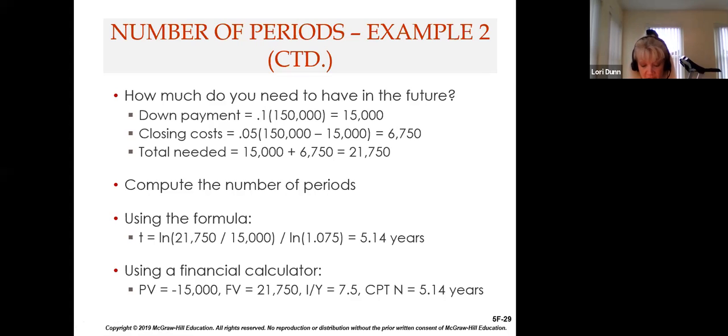Using your finance calculator, I think we'll just run through it again. We're solving for N, so just use your arrow key, go down to your I, 7.5. Present value is already at 15,000 in my calculator, but make sure it's 15,000 in yours. Go down to future value, 21,750. That's what we needed to accumulate to. Using my arrow keys, moving my cursor back up to the N, I'm going to solve for N, and I get 5.14. Are there any questions on that? So you see how this can help you in your everyday life, right? Okay. All right.